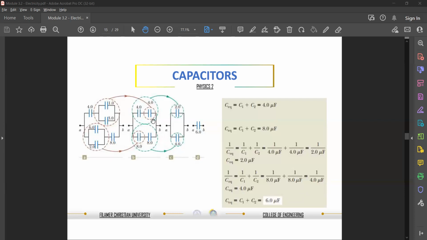Okay, and now your circuit here is simplified again. So we add these. They are in series, right? So if it is in series, you take the inverse. That is 2.0.